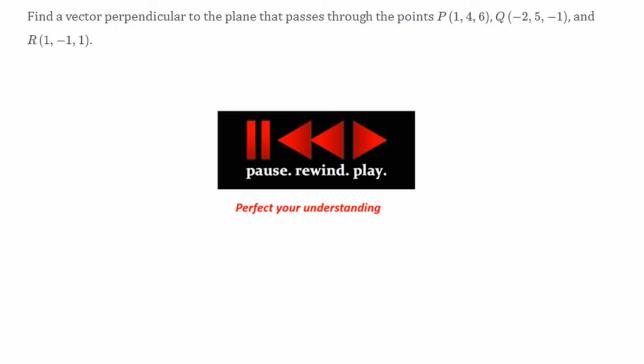Okay, so here's a problem for you to consider. Find a vector perpendicular to the plane that passes through the point P, which is (1, 4, 6), Q, which is (-2, 5, -1), and R, which is (1, -1, 1). This is a problem I've given on a test before. You know what to do.